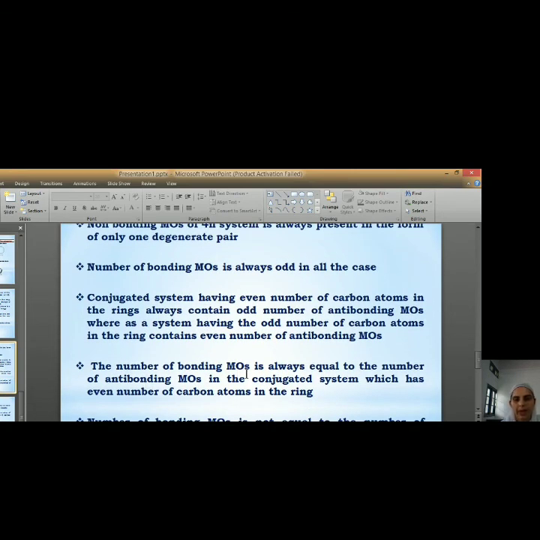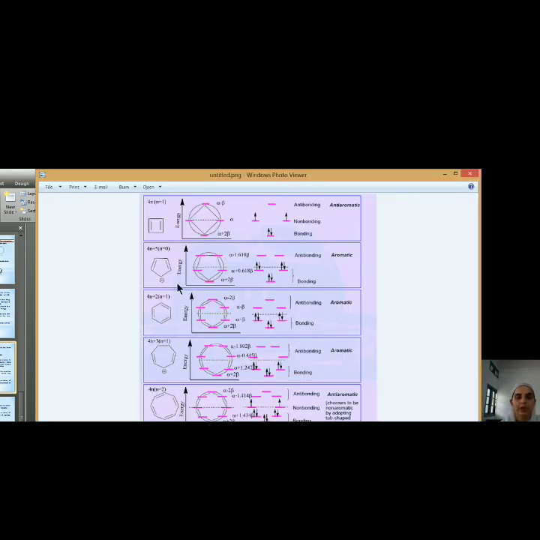The number of bonding MOs is always equal to the number of anti-bonding MOs in the conjugated system which has an even number of carbon atoms in the ring. So in the even membered system, the bonding orbitals are equal to the anti-bonding. In this case, there are 3 anti-bonding and 3 bonding orbitals. And in this even membered case, we have 3 anti-bonding and 3 bonding orbitals.